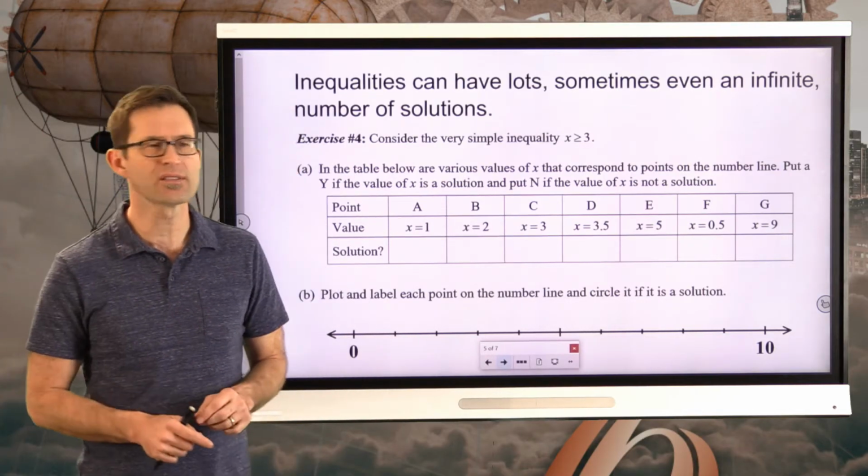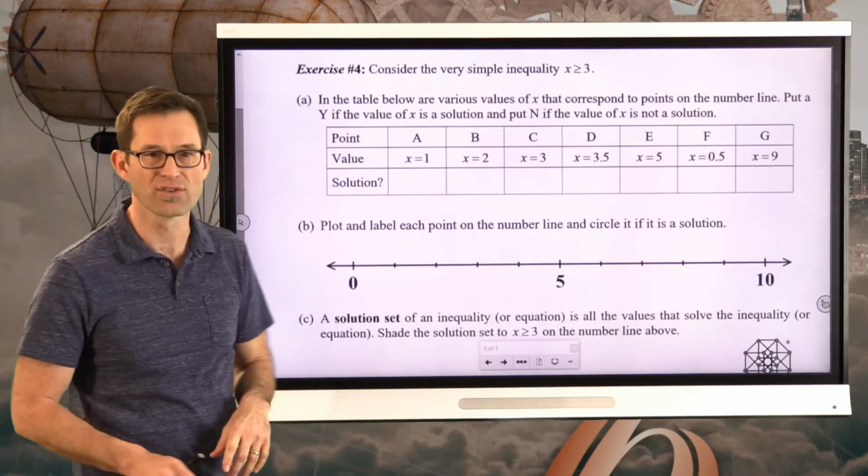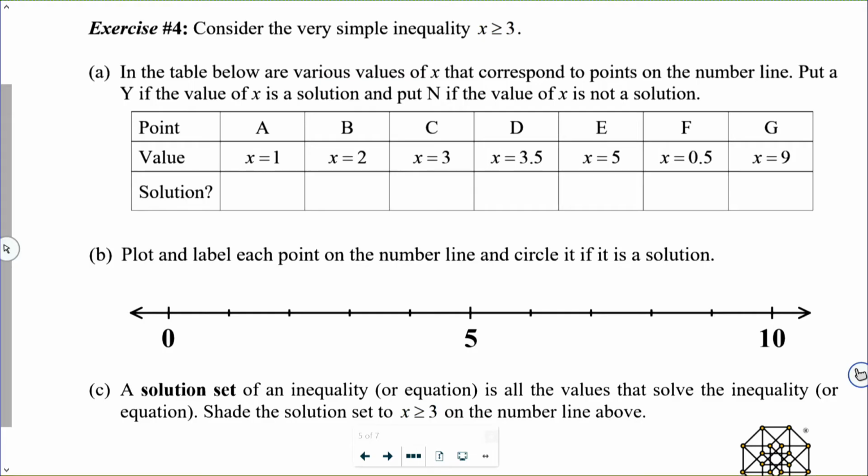All right, so let's take a look at exercise number 4. Let me bring it all the way up to the top. I already kind of talked about what was up there. Exercise number 4. Consider the very simple inequality x is greater than or equal to 3. Letter A, in the table below are various values of x that correspond to points on the number line. Put a y if the value of x is a solution, and put n if the value of x is not a solution to the inequality.